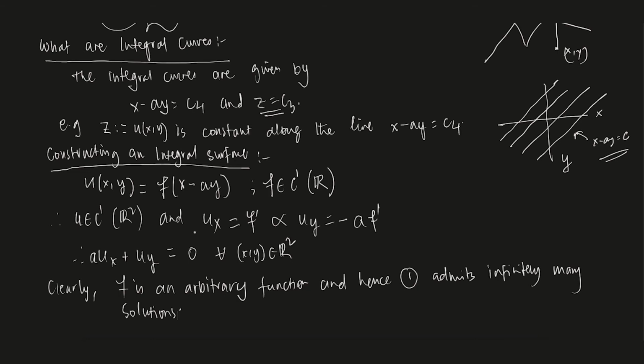linear first order equation. A few remarks here. So what we have seen is this. See, a ux plus uy equals 0. So this is a first order linear equation, right? And what we have seen is any solution u of x, y will look like a function of x minus ay, right? x minus ay. That is what we have seen.